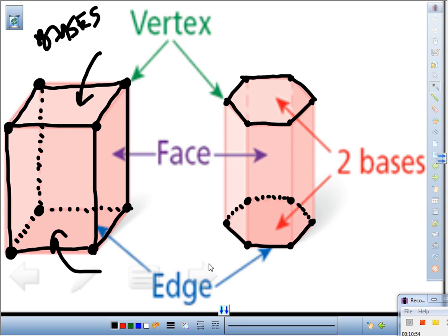So before I continue, think about it first, who knows the name of this figure? Don't say it out loud. It's a six-sided figure. Talk about it here. Do you know the name of that figure?